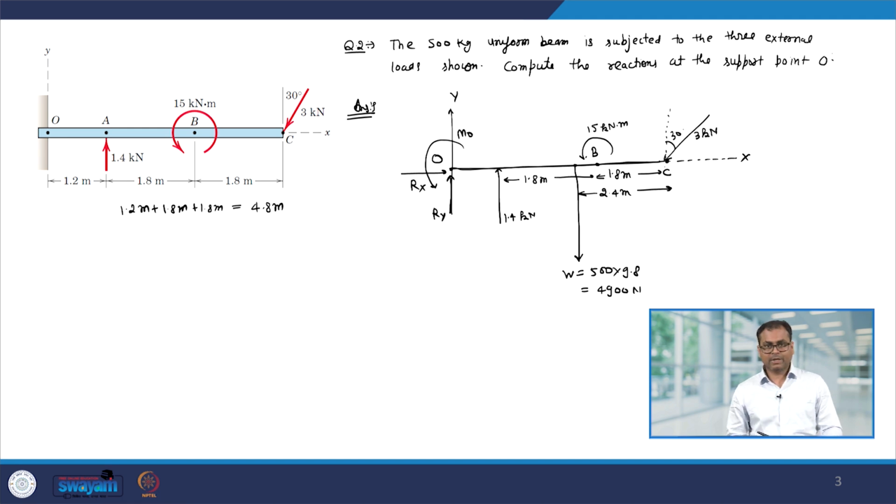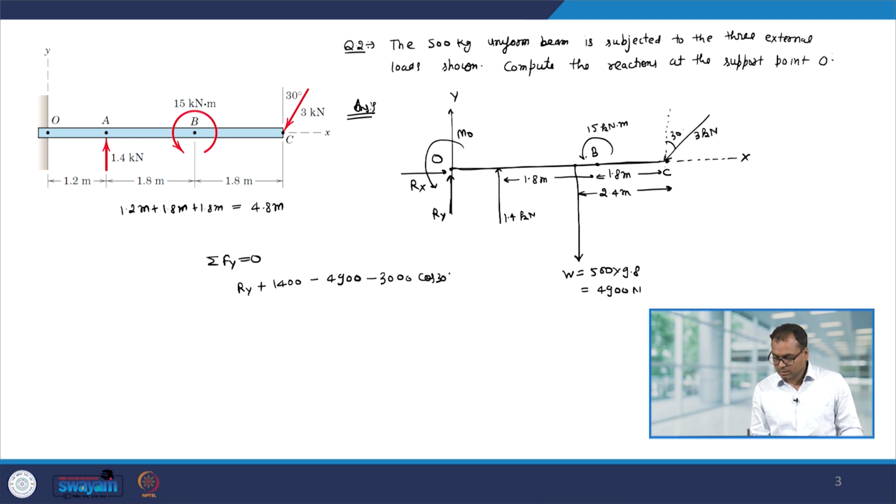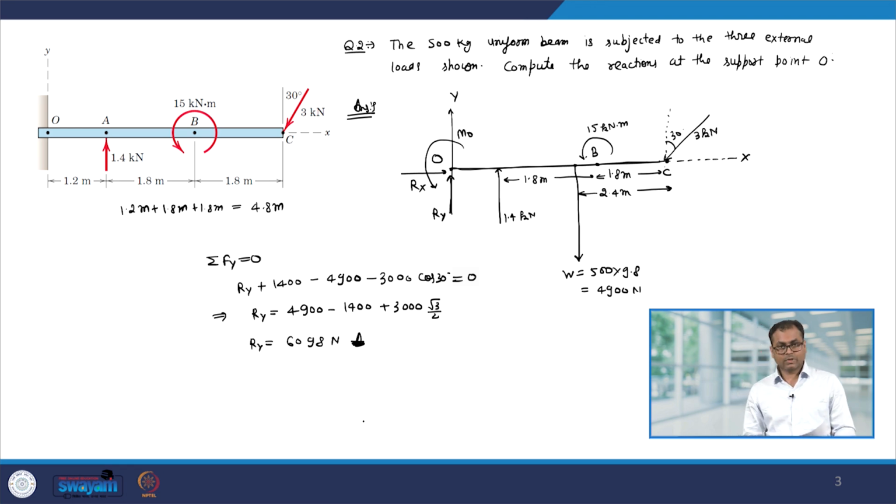To find out the unknown parameters, let us first take the force equation and say summation Fy equal to 0. So, let us look at what are the forces that are acting in the y direction. So, we have Ry plus 1400 because 1.4 kilonewton minus 4900 Newton acting downward minus 3000 cos 30 degree because we have 3 kilonewton force which is acting at C. So, this gives us Ry equal to 4900 minus 1400 plus 3000 square root 3 divided by 2. So, Ry comes out to be 6098 Newton.